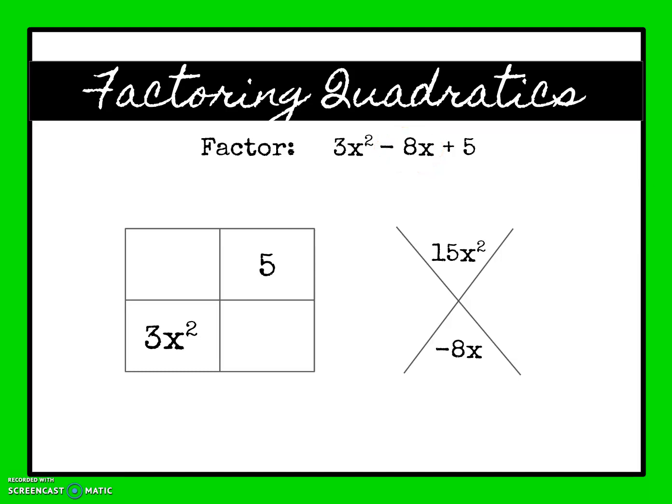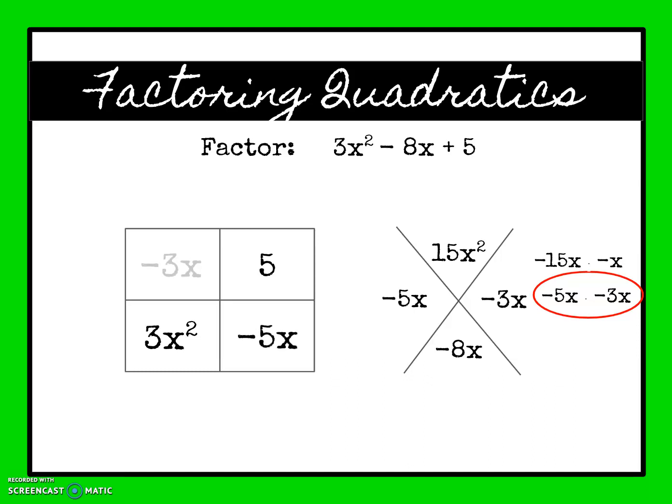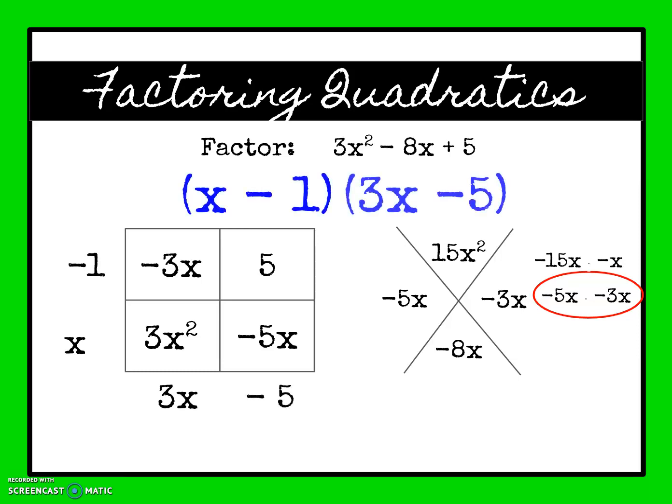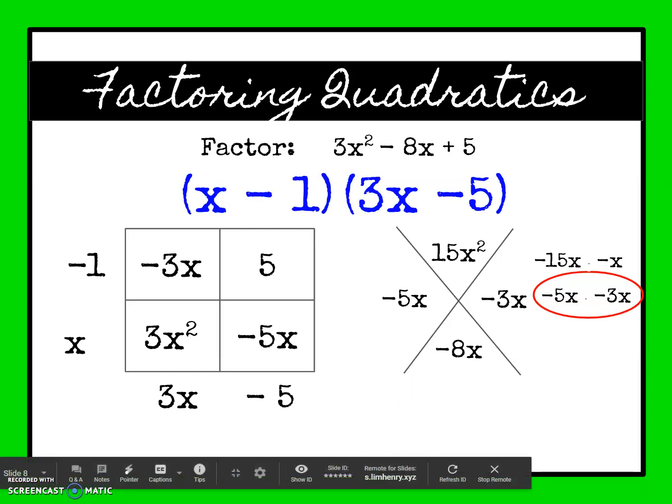So my factors of 15x squared, keeping in mind that they're both negative, are negative 15x times negative x, and negative 5x times negative 3x. Between those two, negative 5x and negative 3x will be my two factors. And then finding my common factors between 3x squared and negative 5x is an x, meaning that this length is 3x, negative 1, and negative 5. So when I factor it, I get x minus 3 times 3x minus 5.